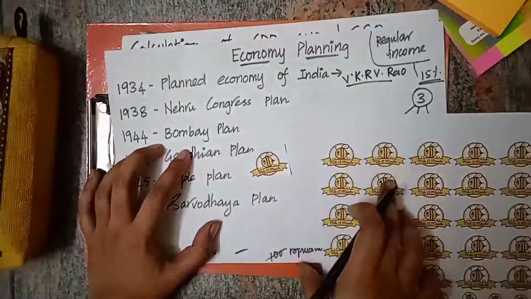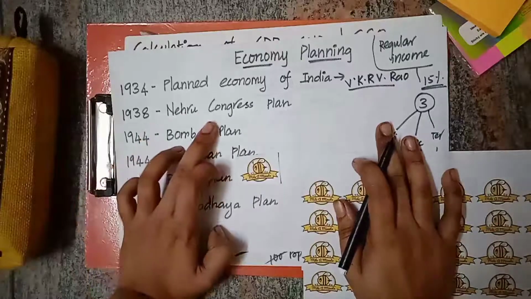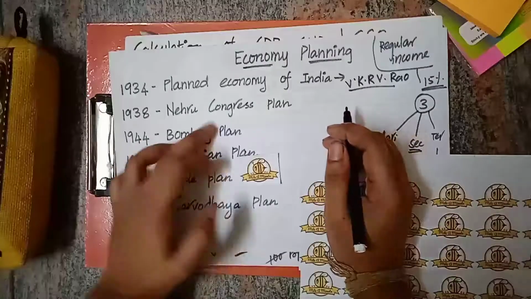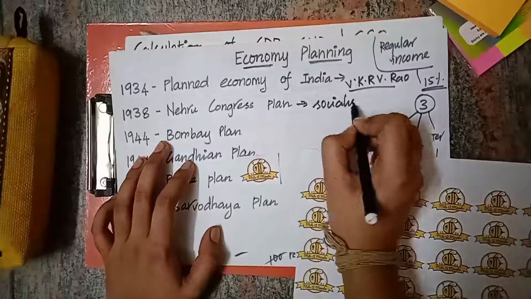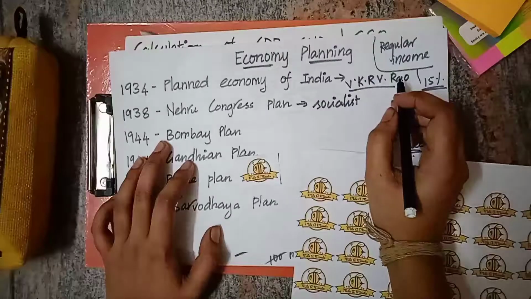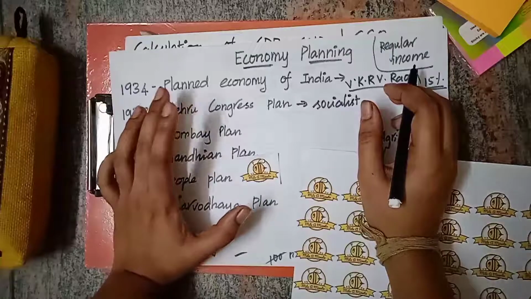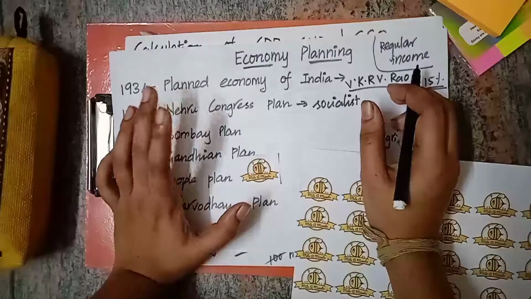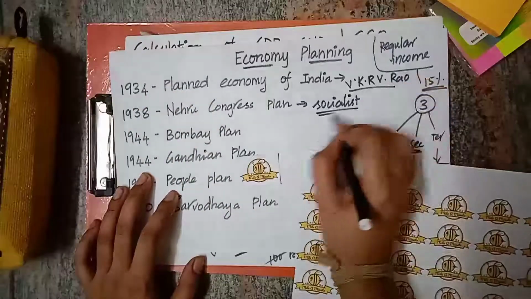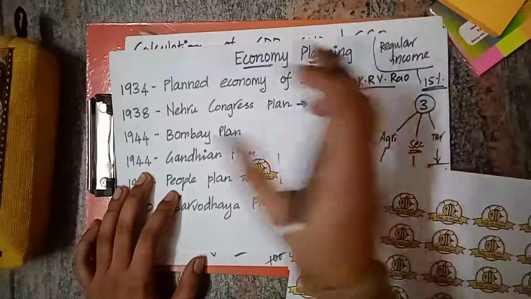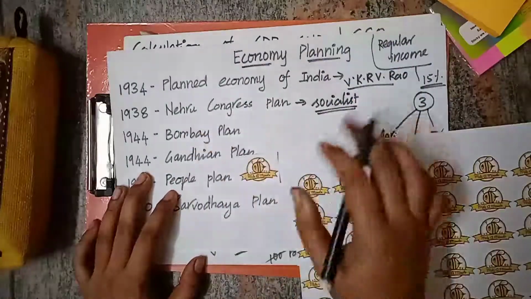Then we have another plan called the Nehru Congress Plan, published in 1938. The 1938 Nehru Congress Plan thought of taking the Indian economy in a socialist pattern. We have already discussed what a socialist pattern and a capitalist pattern are. A capitalist economy is a form in which most things lie in private hands, whereas in a socialist economy most things lie in public hands, which means only the public will exist. All things will be run by the government only and nothing will be run by private players in a socialist economy.